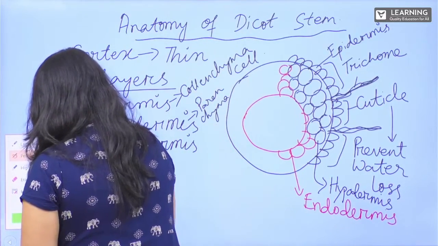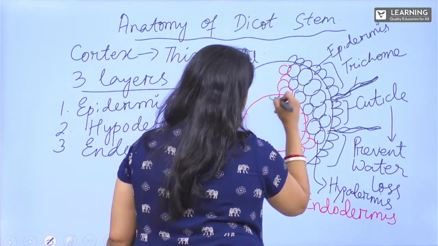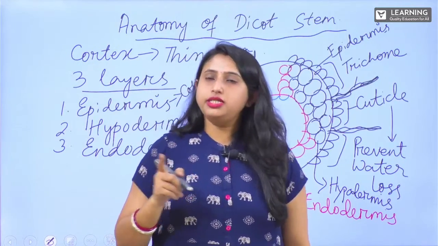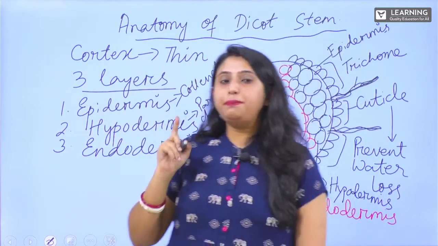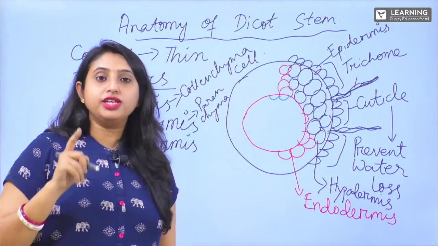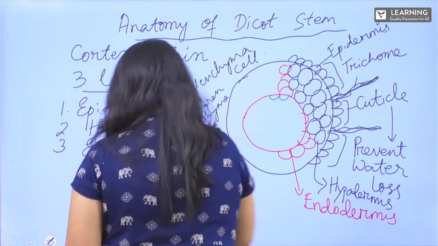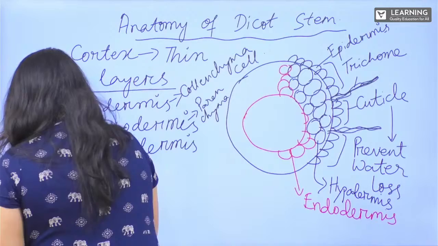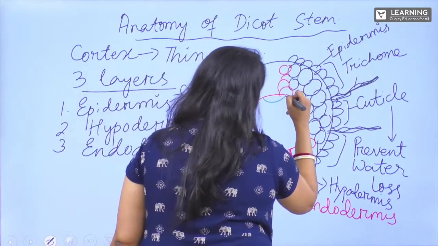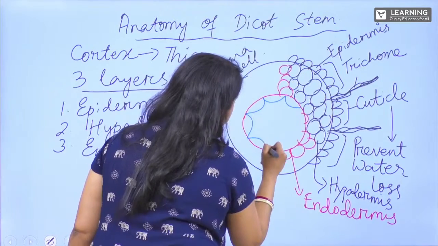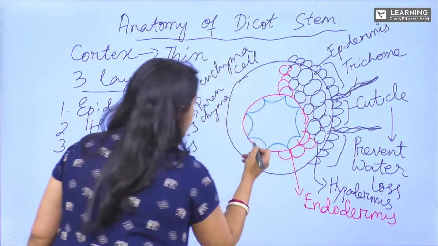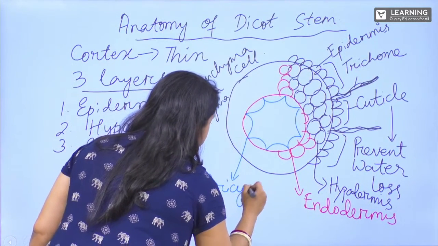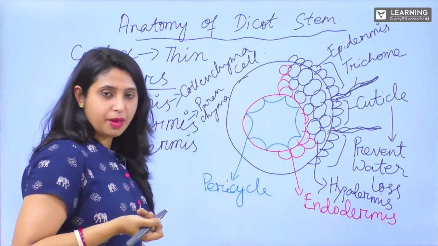Next. Now here you will see the pericycle. In case of your dicot stem, the pericycle is arranged in the form of a semi-lunar moon. Let us see how it is arranged. It is not in the form of a cycle. It is in the form of a semi-lunar moon. So this is how the pericycle is arranged. This is your pericycle, arranged in the form of a semi-lunar moon.